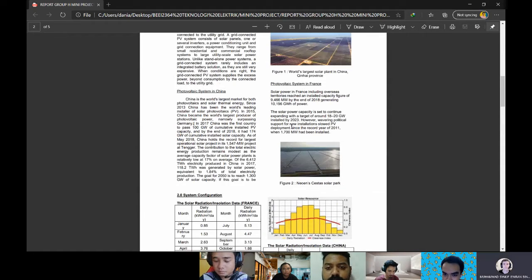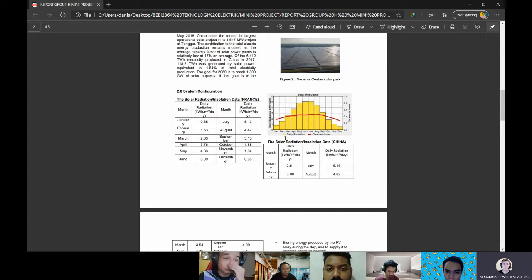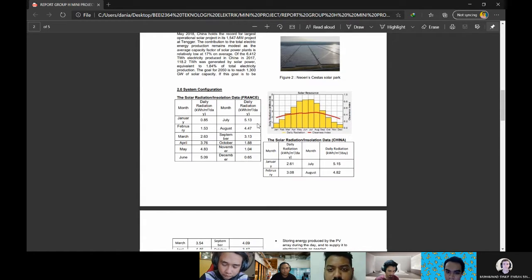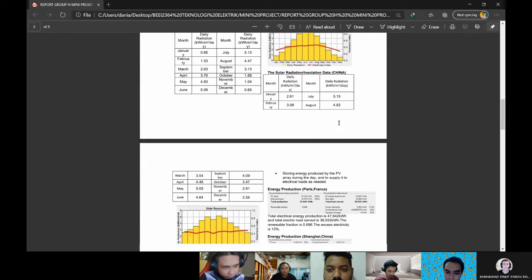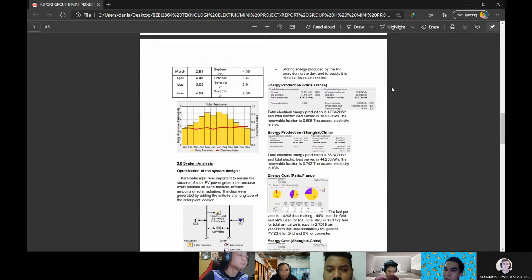And next, I did system configuration. As you can see here, this is the solar radiation and installation data for France and for China. And now I will pass to SYAKIF for him to explain what he did for this report.